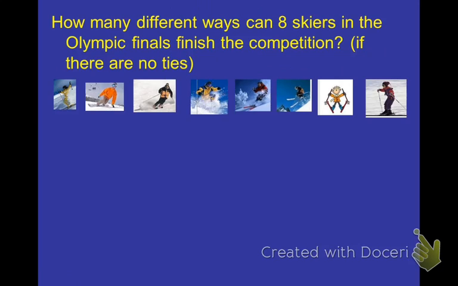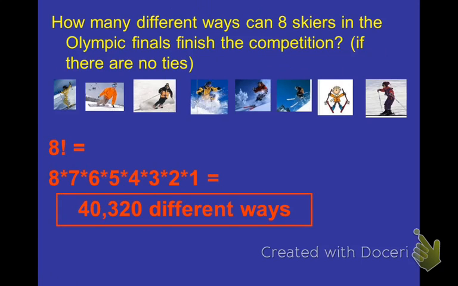Looking here, in how many different ways can 8 skiers in the Olympic finals finish the competition if there are no ties? So they can't have 2 people finish first, 3 people finish 5th. They've got to finish in an order. Well, how many ways can they? If there's 8 skiers, there's 8 spots. So only one can finish first, so there's 8 different choices for that. If one finishes first, they can't finish second, so then there's 7. 6, 5, 4, 3, 2, and all the way down to 1, which is just 8 factorial, or 40,320 different ways.